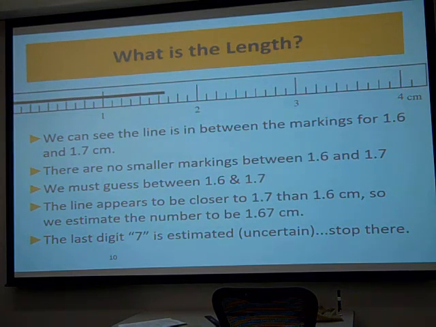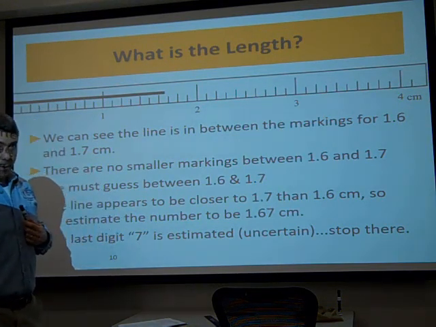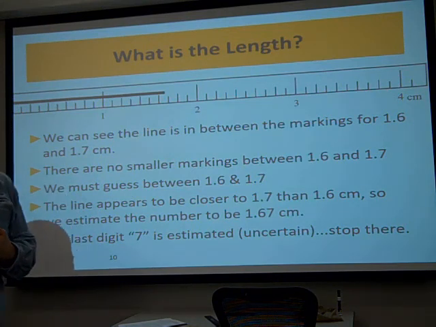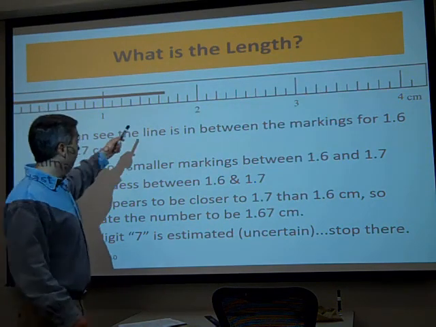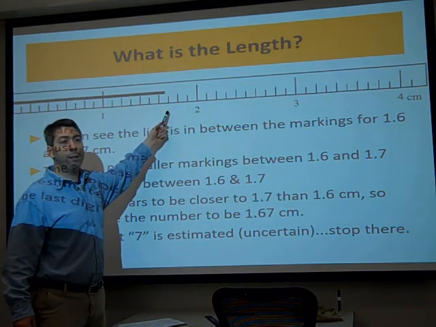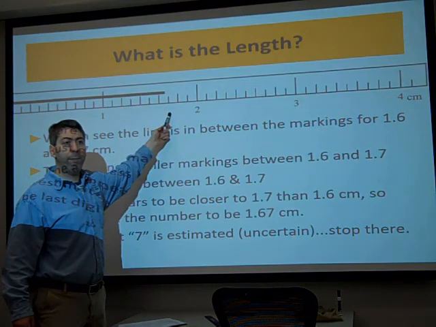Does that make sense? But how do you know in the test whether you are looking for tenths or hundredths? If in a multiple choice, one answer is 1.6 and another is 1.67, how do I know which one to pick? That's where you have to look at the actual measuring instrument. What are the smallest markings? The tenths place, right?